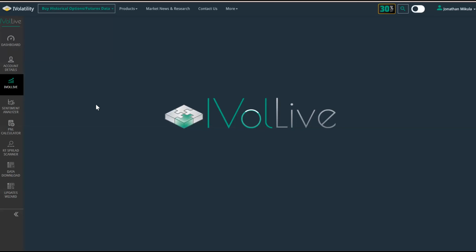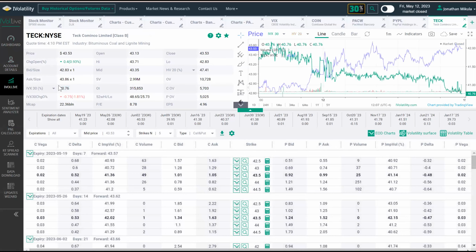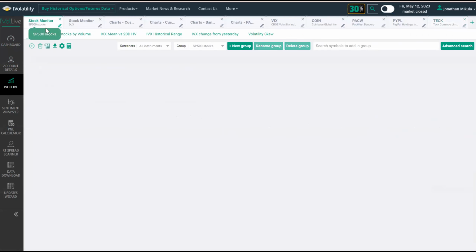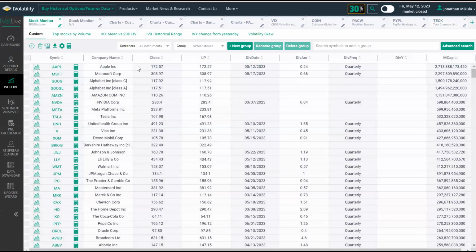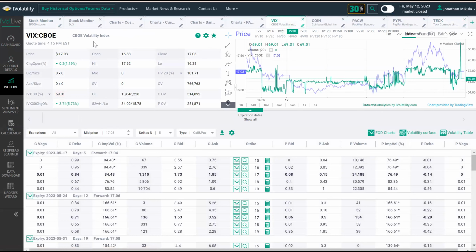First thing I'll do is go to IVolLive. Once I skim through the headlines, I come here and I'm always looking for interesting ideas. So I'll run different scans. Before I run scans though, the two charts I like to look at are the VIX. I like to see what's going on because this is such a widely followed index.